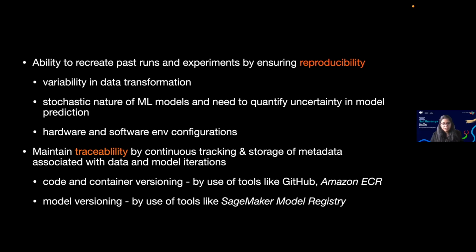And apart from that, code versioning and container versioning also becomes really important. There are certain services internally and outside of AWS, like Amazon ECR, which is a container repository store. And for model management, there's SageMaker Model Registry, which helps with managing different model versions as well.